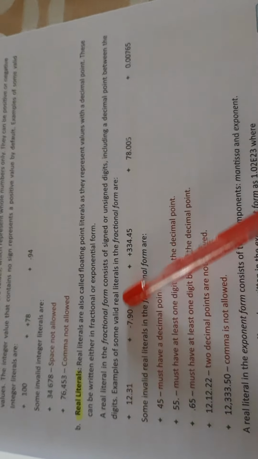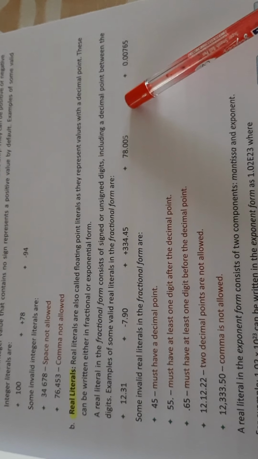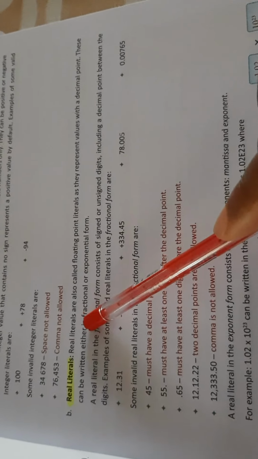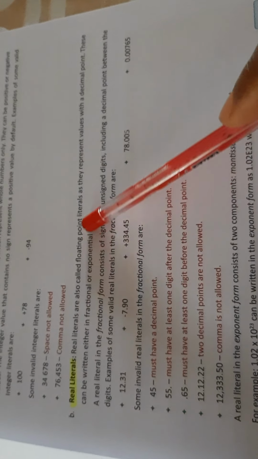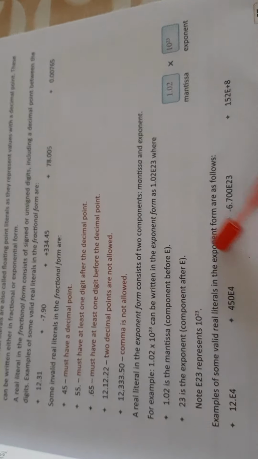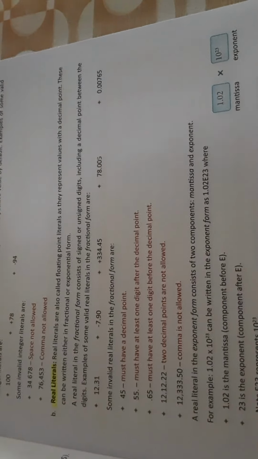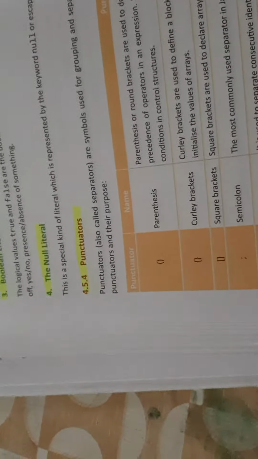These are the numbers called real numbers. They come in fraction forms. Here they are also written using floating point values. Floating point value means decimal point. So here is an example that is given very clearly. You can understand what is meant by real literal, and the other one is your integer literal. Next is your non-numeric.